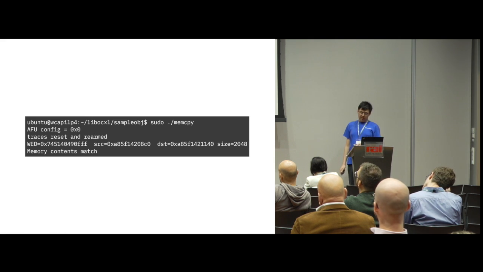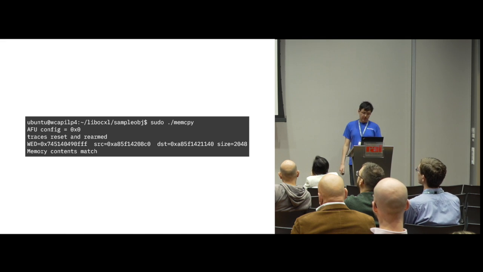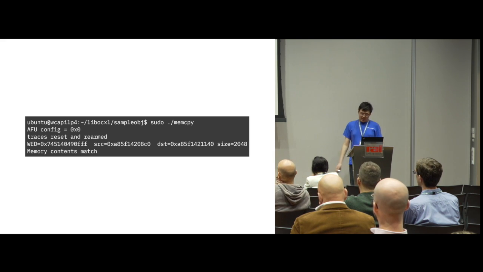If you take all that code and then add in all the logging and error handling and all the other stuff I've skipped over, it ends up being about 600 lines of code altogether. This is the sample program actually running. We set up a 2 kilobyte source buffer and destination buffer. We set up a work element queue. Memory gets copied, and it gets copied correctly.